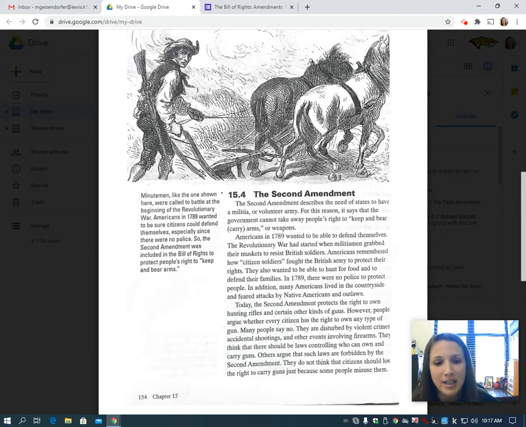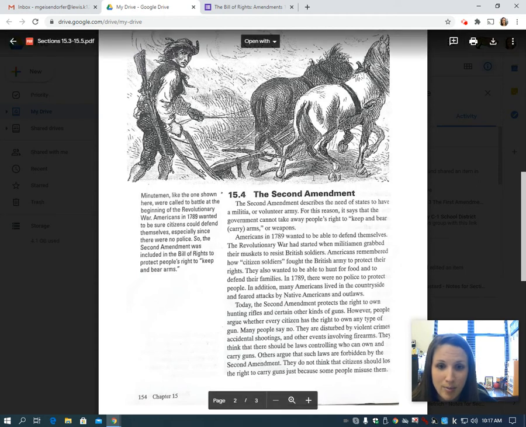So it's kind of like saying, well, nobody gets to play football because one person's being bad. We wouldn't take football away because of one person. That one person would lose their right to play football. But if there was a bunch of people, then it might make a difference, right? We've been there, huh? In the picture, the caption shows that Minutemen, like the one in the picture, were called to battle at the beginning of the Revolutionary War. Americans in 1789 wanted to be sure that they could defend themselves, especially since there were no police, as I stated before. So they put the Second Amendment in.